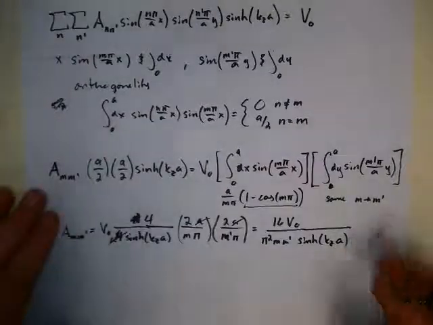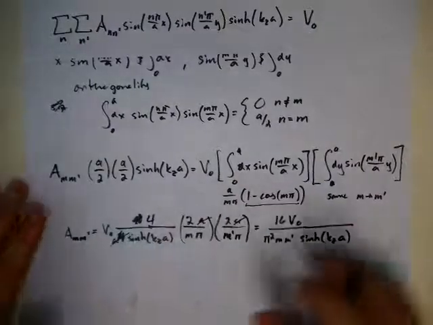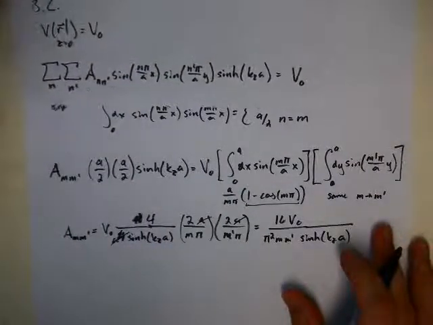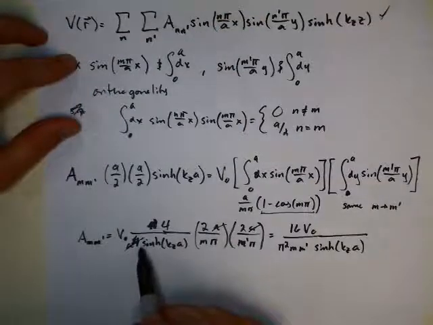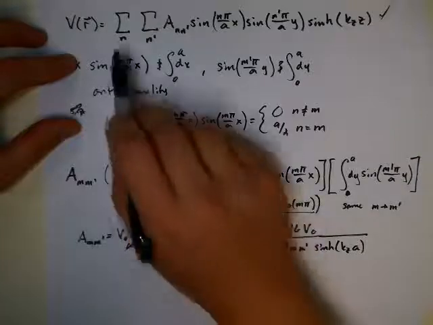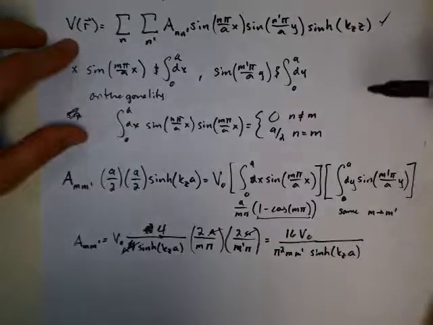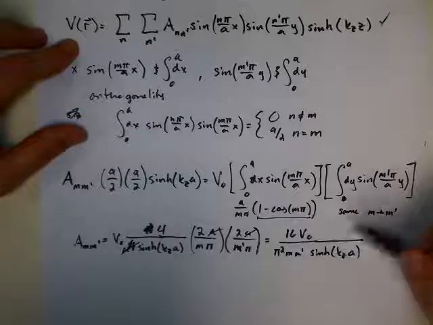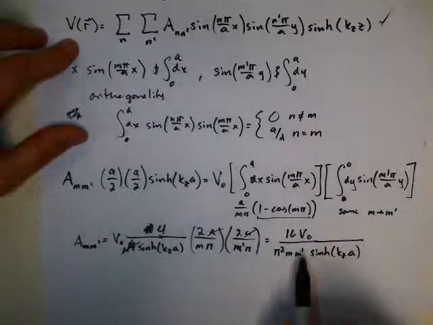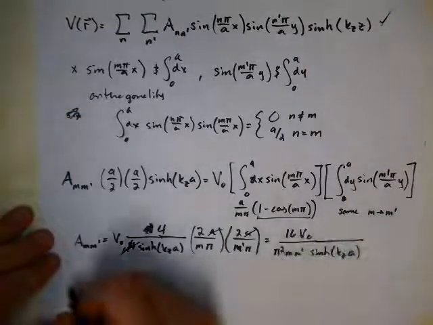There we go. And so the final thing for us to do is to write out what our actual function is. And that's just going to stick everything together. And this is the expression, and all I'm going to do is stick in my solution for this a m n prime, and I'm going to make sure that my n's and n primes only go over the odd numbers. In order to make things look a little bit prettier, I'm going to put this sinh over that sinh, and so I'm just telling you what I'm going to do.